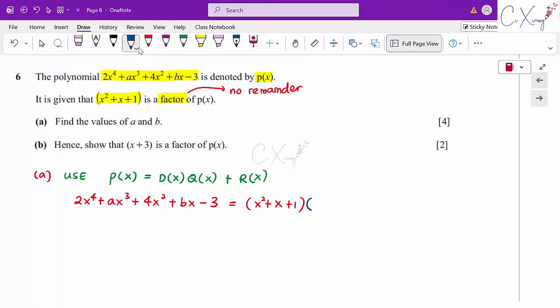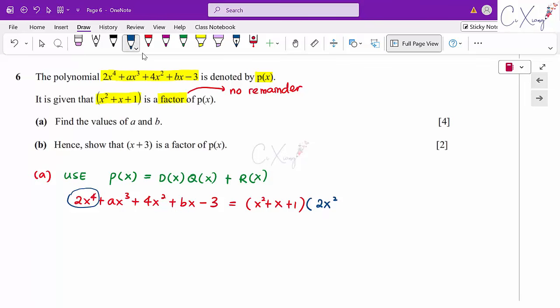So the first term of the quotient is, you are taking the x^2 multiplied with the first term of the quotient to get the first term of the polynomial. So what should I put here? I should be putting 2x^2 here, right? So 2x^2 multiplied with x^2 to get 2x^4.